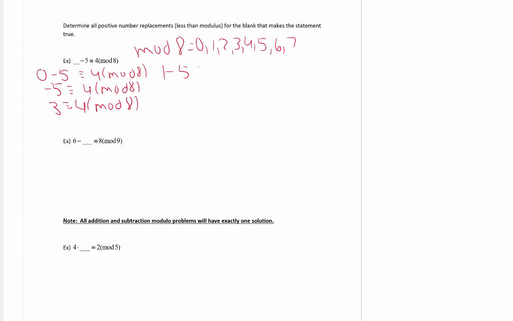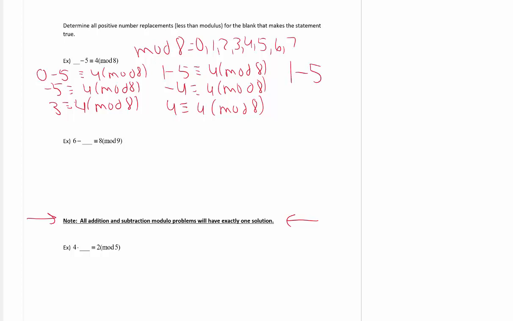So let's try 1. That is going to be negative 4. Again, that's not in mod 8, so I would take negative 4 plus 8. That is 4, and 4 does equal 4. So this will work. Now, keep in mind, notice what I have here. For the addition and subtraction problems, you will have exactly one answer. That's not the case for the multiplication, but it is for addition and subtraction. So I'll stop there, and we know there's only going to be one answer. So my answer here is 1 minus 5 is congruent to 4 mod 8.